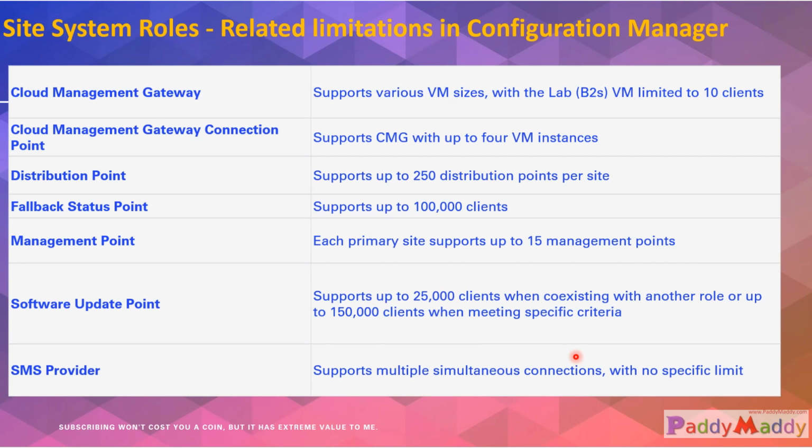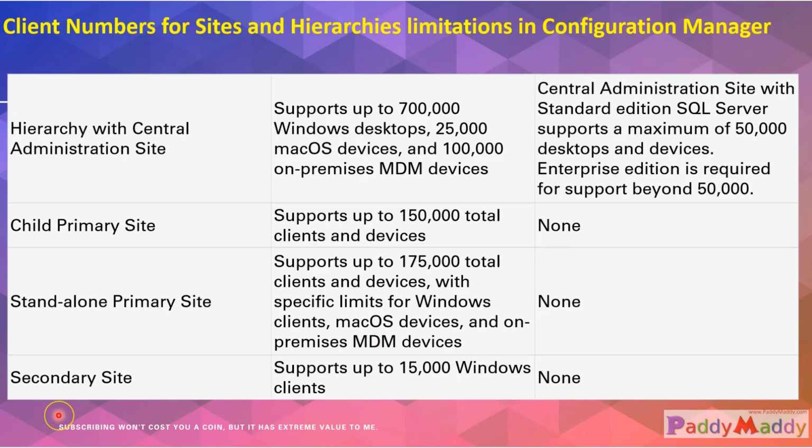Now let's move to the additional slide, which talks only about role-specific client numbers. We talked about this slide in the past. If you remember, the fallback status point can support 1 lakh clients, a distribution point can support 250, and the software update point can support 25,000, straightforward. But under specific criteria, you could go up to 150,000 clients. I hope this entire lecture is useful for you from a design point of view.